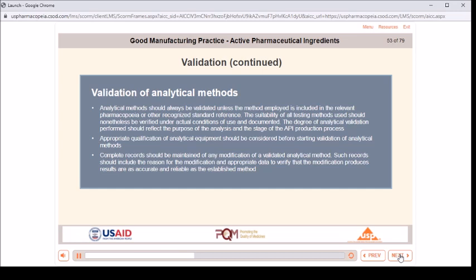The degree of analytical validation performed should reflect the purpose of the analysis and the stage of the API production process. Appropriate qualification of analytical equipment should be considered before starting validation of analytical methods. Complete records should be maintained of any modification of a validated analytical method. Such records should include the reason for the modification and appropriate data to verify the modification procedure's results are as accurate and reliable as the established method.